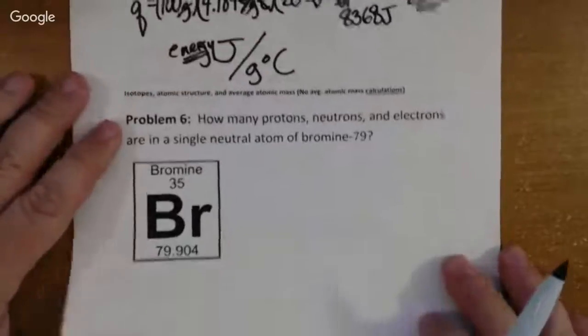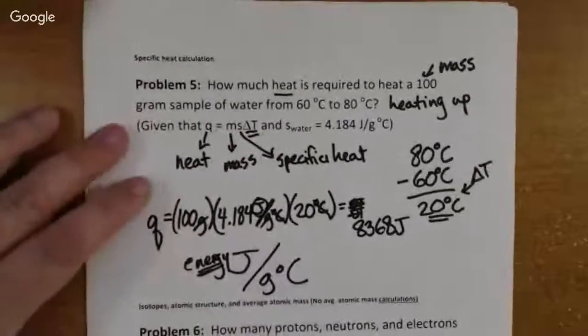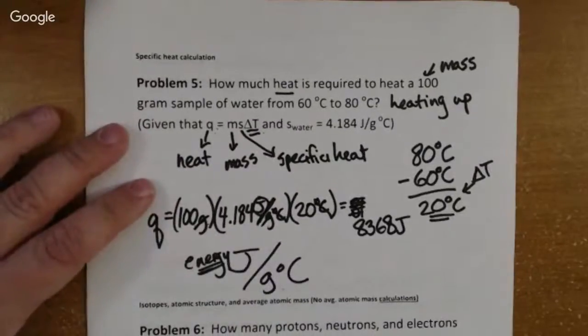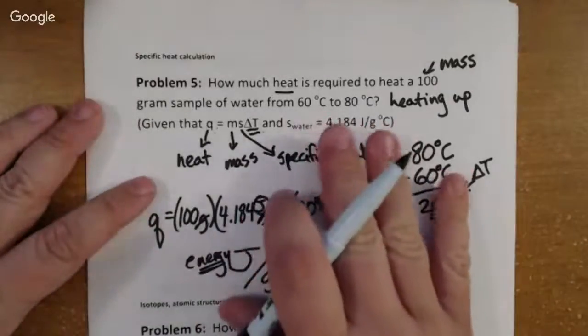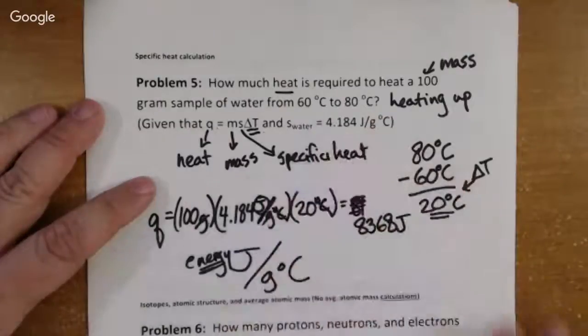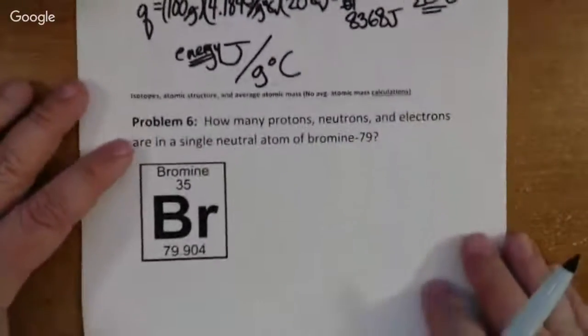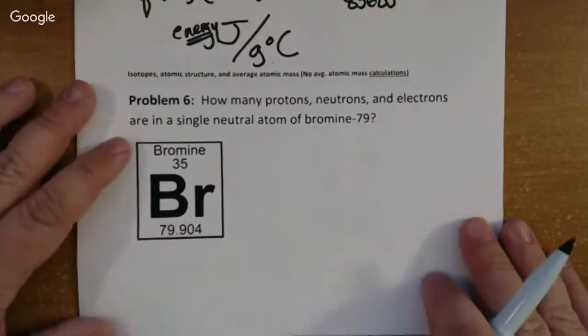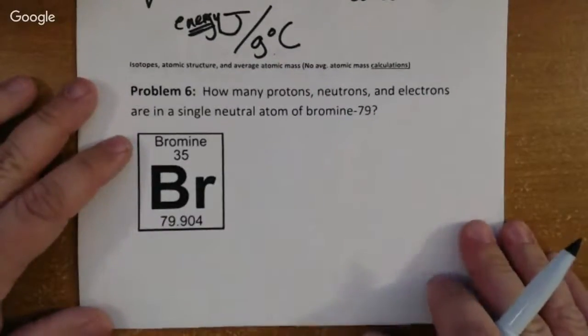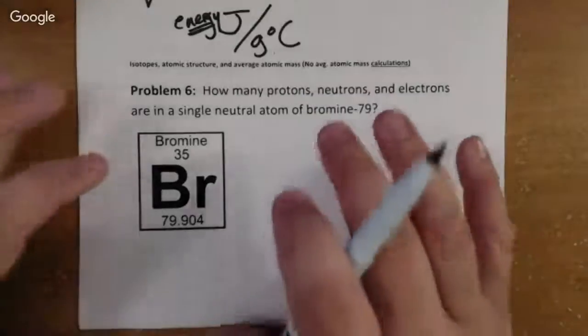Okay, moving on, and I know I have probably 3 or 4 examples on Blackboard for this. This is a pretty basic, pretty key example of a problem like you'd see on your exam. Okay, problem number 6. How many protons, neutrons, and electrons are in a single neutral atom of bromine? You will be given a periodic table.